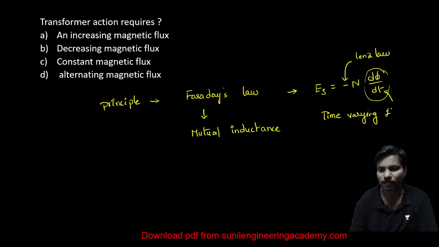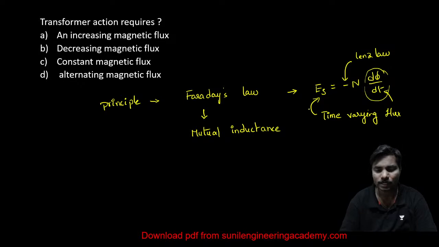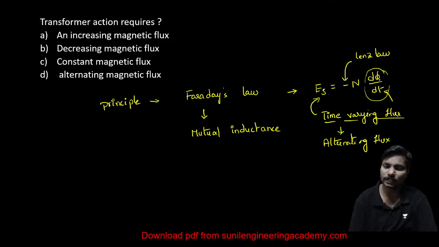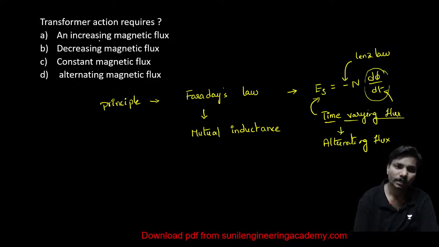an EMF will be induced. So we require time varying flux, which means alternating flux. If the flux is constant, then d phi by dt is 0. Whenever d phi by dt is 0, then the EMF is also 0. So that's why we require alternating magnetic flux.